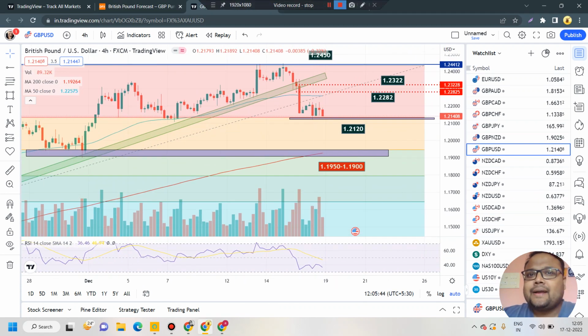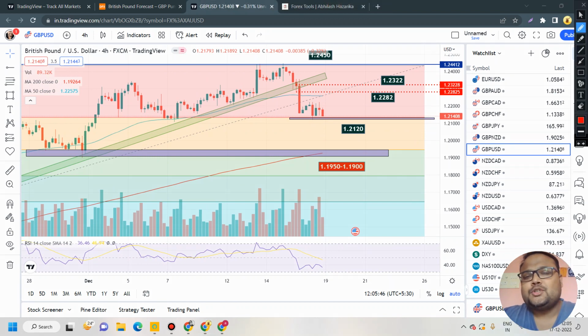And in case market tries to go up, in case market shows recovery right after the market opening, then we have got a few minor resistances also, 1.2282 and 1.2322. These two are minor resistances. If market goes up, then observe the market around these two levels, 1.2282 and 1.2322.